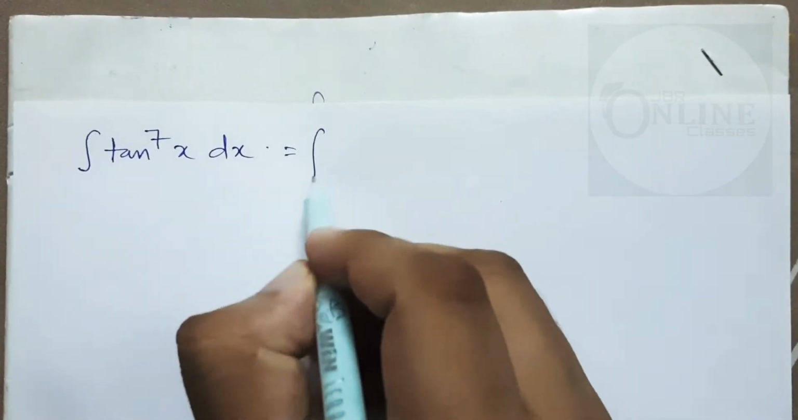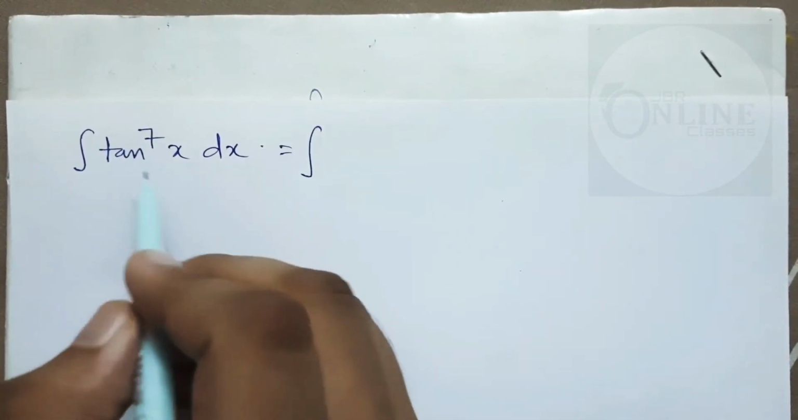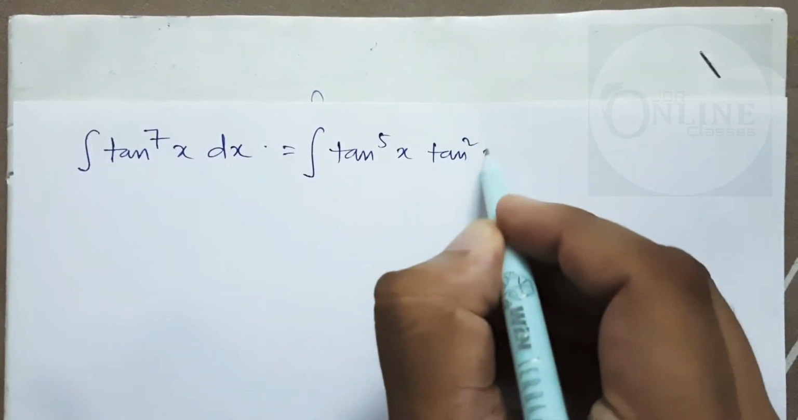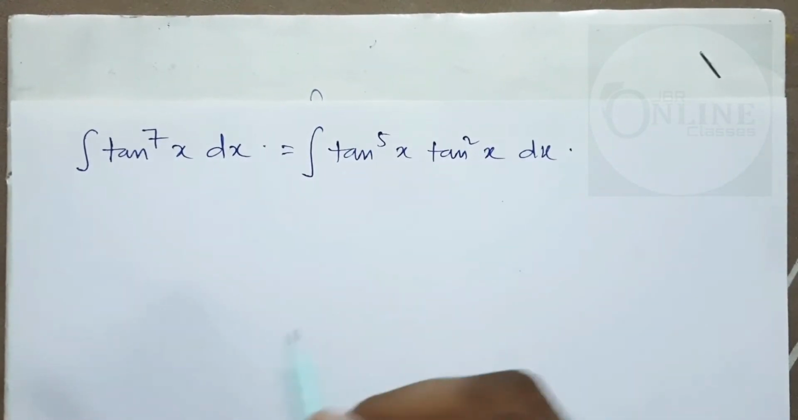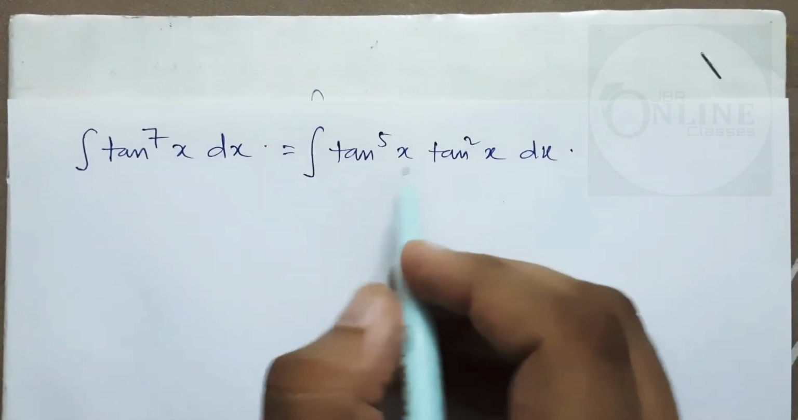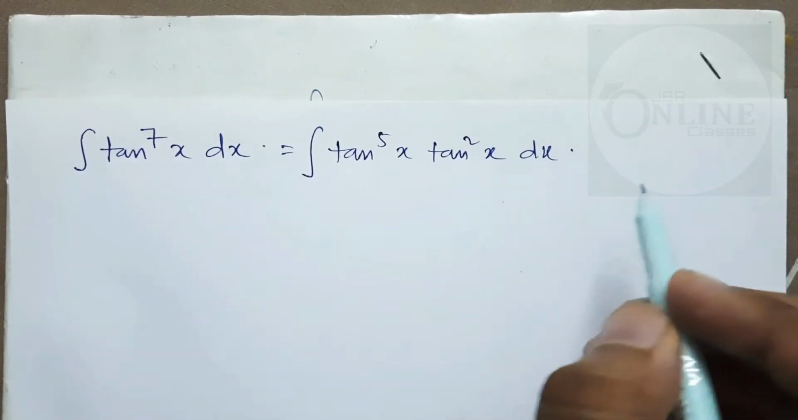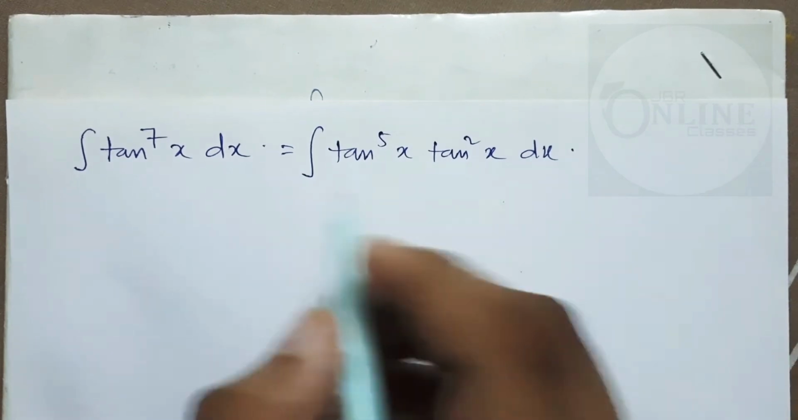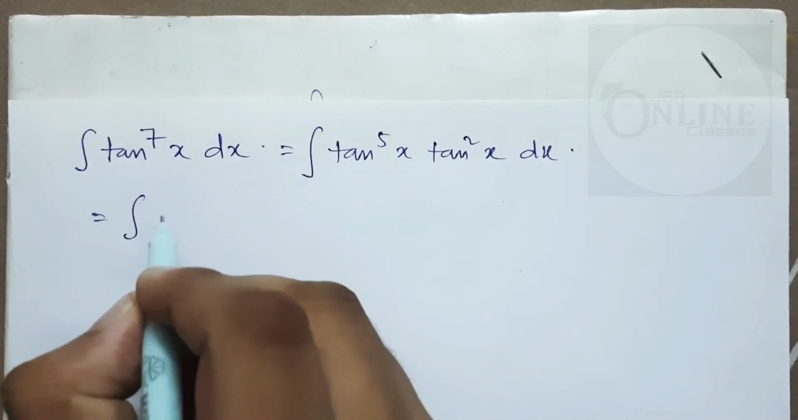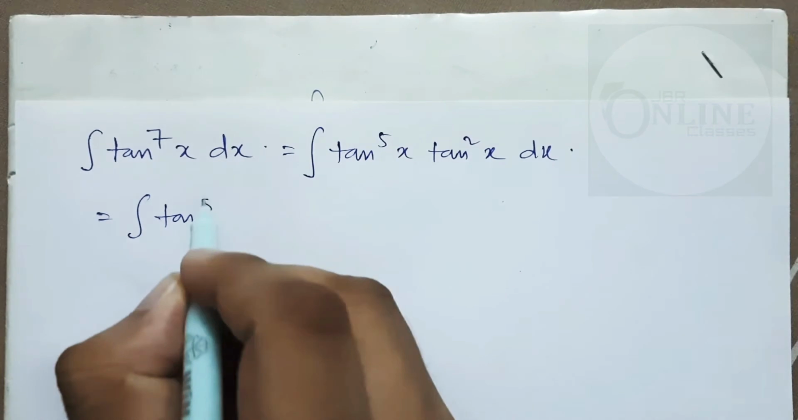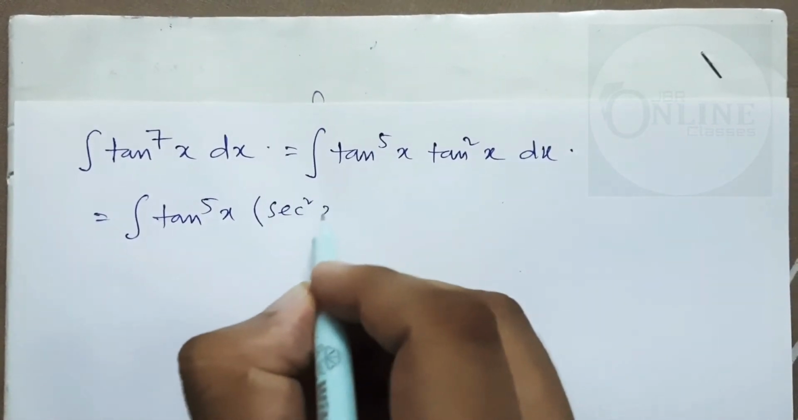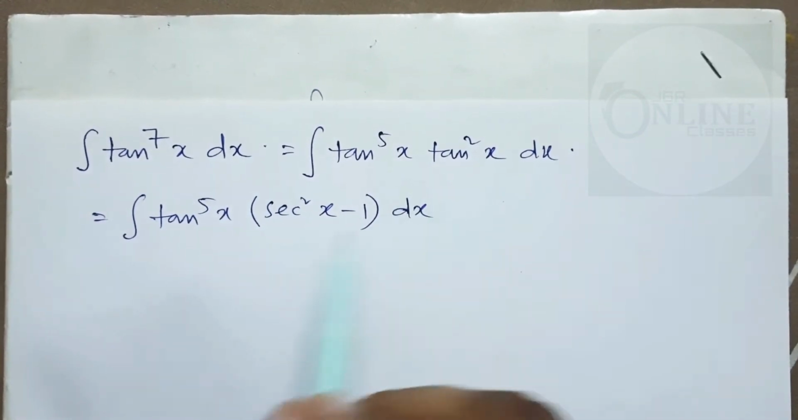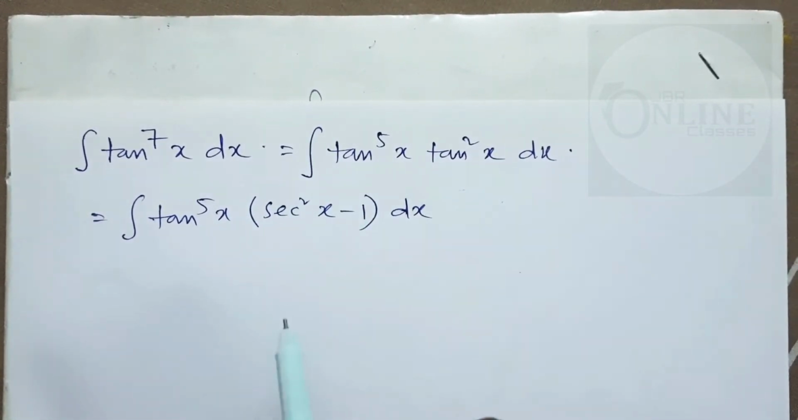So here I am writing tan to the power 7x as tan to the power 5x into tan square x. I can do that. Now this tan square x, I am writing as sec square x minus 1, because we know that sec square x minus tan square x is 1. So tan to the power 5x into (sec square x minus 1) into dx. I am going to tell you the reason why I am doing this kind of calculation.